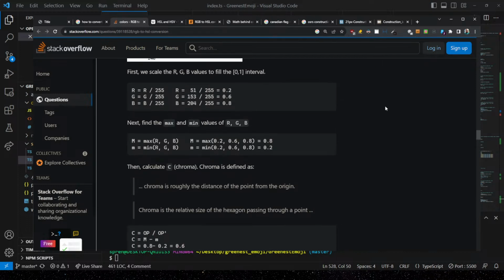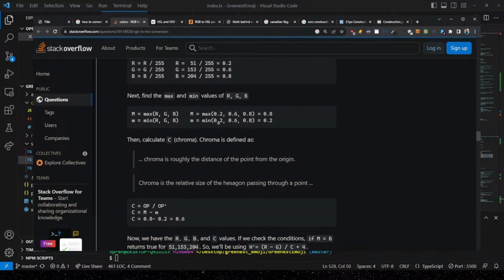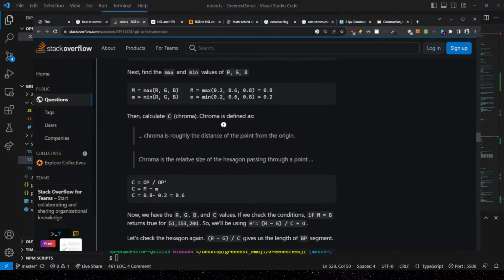This is going to be a little bit tricky. First, convert it to 0 to 1. That's easy. Next, find the max and min values of R, G, and B.